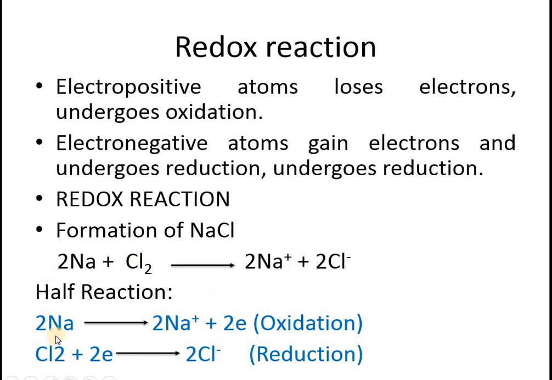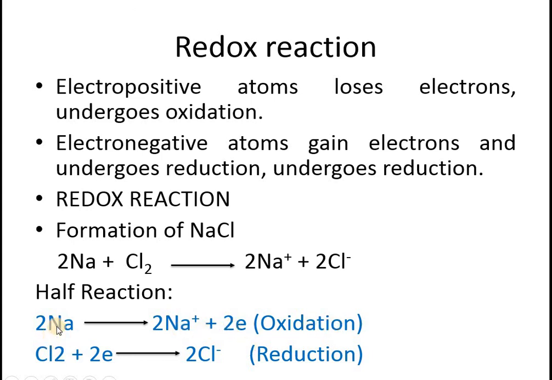Now what is happening over here? This is the half reaction. First we have the formation of 2Na plus: 2Na, 2 electrons go off. You can write this way also, minus 2e, or you can write 2Na arrow 2Na plus plus 2e. You can write both ways. So 2Na arrow 2Na plus plus 2e. So this is the oxidation.